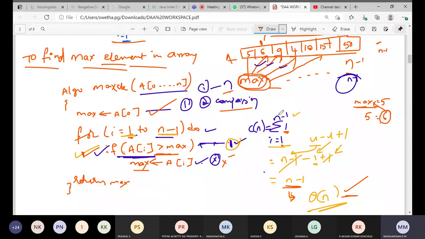So when we simplify this, how to simplify this? n minus 1 minus 1 plus 1, right? Upper limit minus lower limit plus 1, that is what this one is. So upper limit is n minus 1 here, lower limit is 1, and plus 1 is this one. So n minus 1 minus 1 plus 1. If we simplify this one, we are getting n minus 1. So it is the order of n.